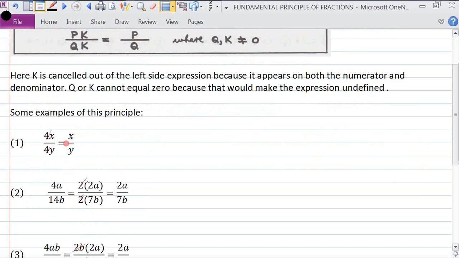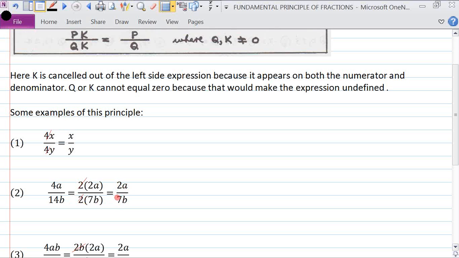So for example, if we have 4x over 4y, we can cancel the 4's and get x over y. If we have 2a over 14b, I can look for the greatest common factor. Here is 2 and 2, and then I get 2a over 7b, because 2 times 7 gives me 14. 2 times 2 gives me 4. So in this case, I can cancel the 2's in both cases, and I'm left with 2a over 7b.